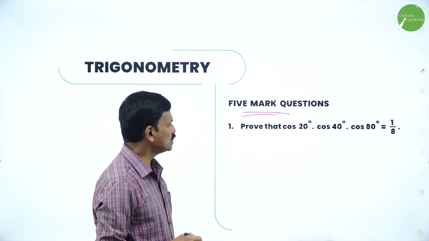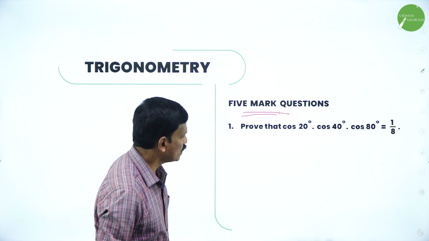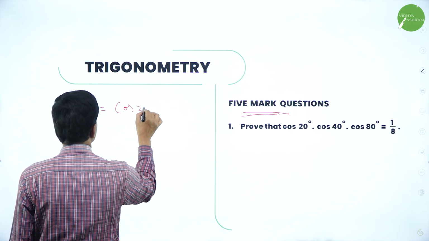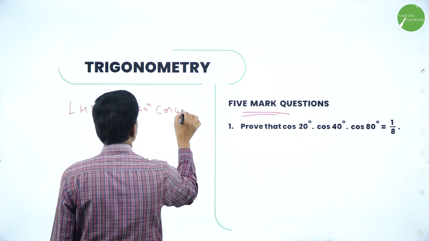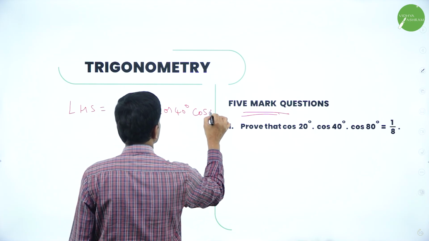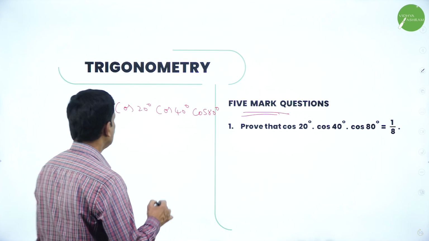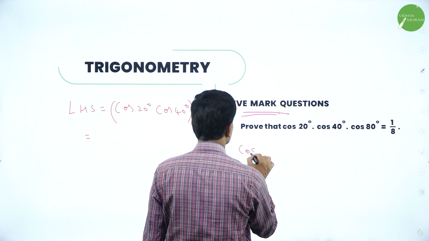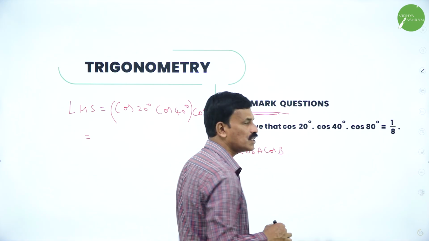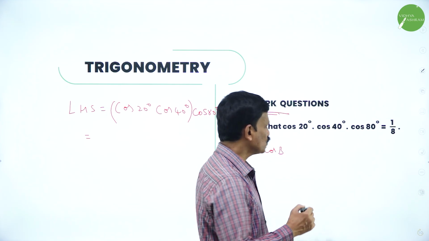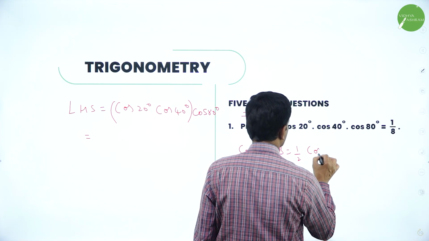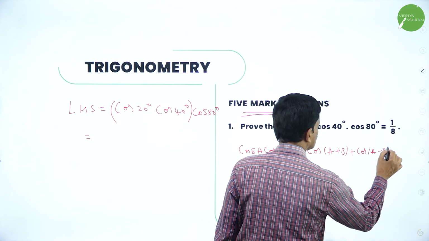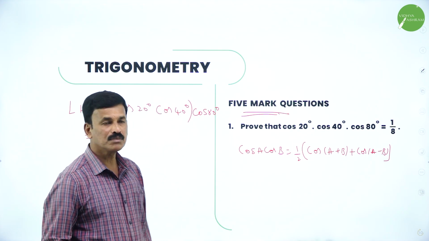Prove that cos 20 cos 40 cos 80 is equal to 1 by 8. Now let us take LHS. What is LHS? Cos 20 degrees, cos 40 degrees and cos of 80 degrees. Right. Now let us make this as one group. Now this is of the form cos A cos B. Just make use of the cos A cos B transformation formula. So this is equal to 1/2 of cos (A plus B) plus cos (A minus B). Right. Cos A cos B is 1/2 of cos (A plus B) plus cos (A minus B).